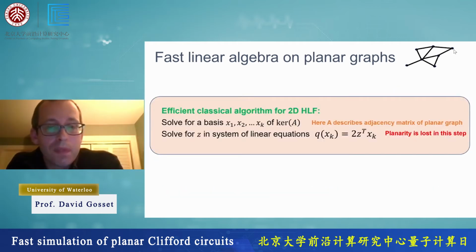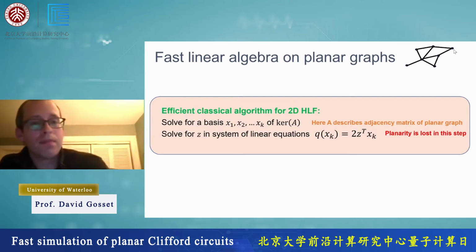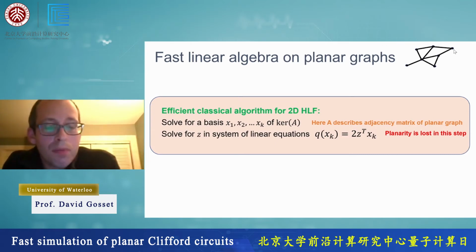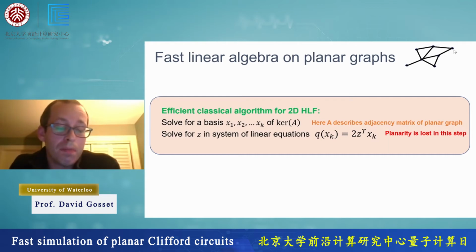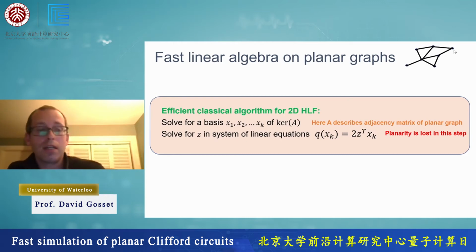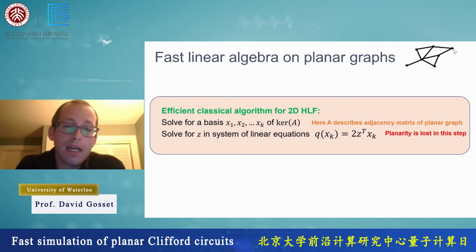And the reason is, so here I've repeated the classical algorithm for the hidden linear function problem. So remember, we have a matrix A, which describes the adjacency matrix of a planar graph. That's good because we want to use planarity in our algorithm. So in the first step here, when we solve for a basis of the kernel of A, we do have a matrix A which is planar. So we might hope to do this first step in time n to the omega over 2. But then in the second step, when we have to do linear algebra again, using the solution x1 to xk of the first step, now we've lost our planarity. So it's really not clear how you can exploit planarity in this algorithm as a whole.